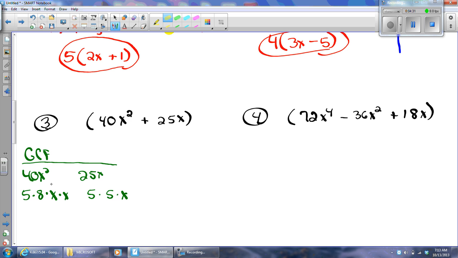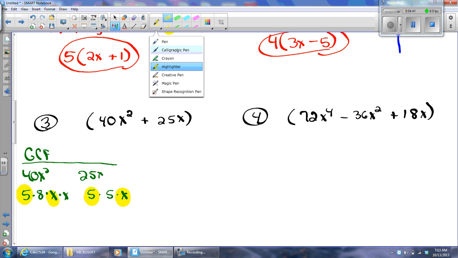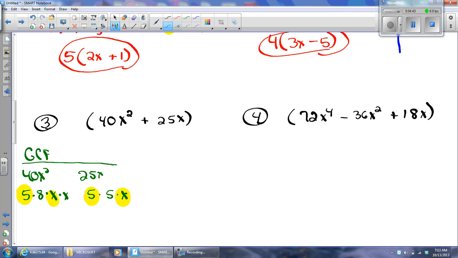All right, so it looks like I'm going to have a 5 common to both, and I also have an x common to both. So what I'm doing is dividing both terms by 5x, by the GCF. Now remember, when I do that, the GCF ends up out front. 40 divided by 5 is 8. X squared divided by x is x. 25 divided by 5 is 5. X divided by x, cancel.